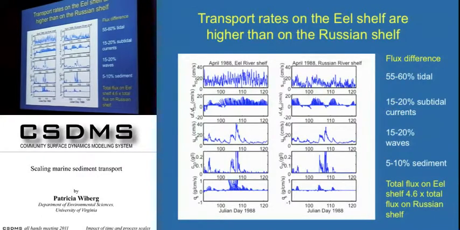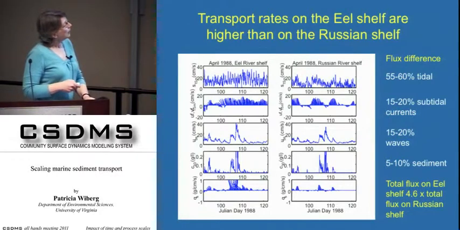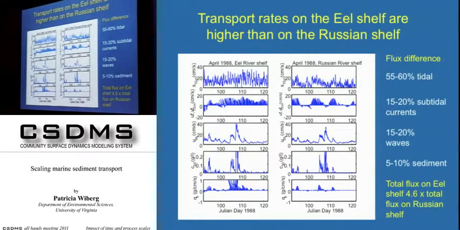So one of the interesting things that we can do in this case is we can parse apart how important different contributions are to the total flux. So the total flux on the Eel shelf is about 4.5 times larger than the total flux on the Russian River shelf for this exact same period of time. About 55 to 60% of that is actually due to differences in tidal conditions, 15 to 20% due to differences in subtidal currents, 15 to 20% due to differences in waves, and 5 to 10% due to differences in the sediment conditions.